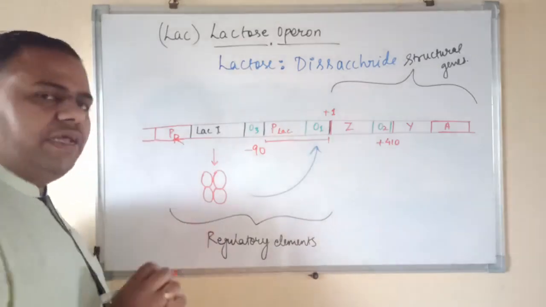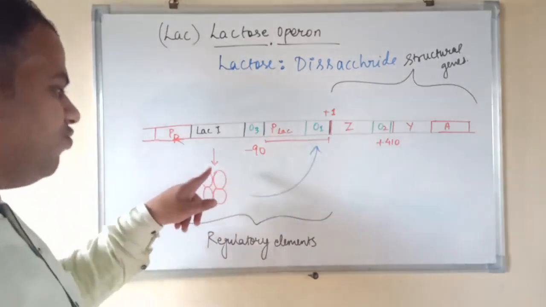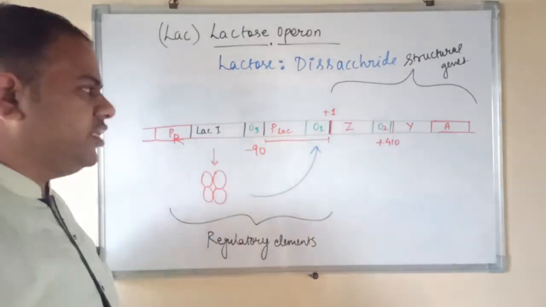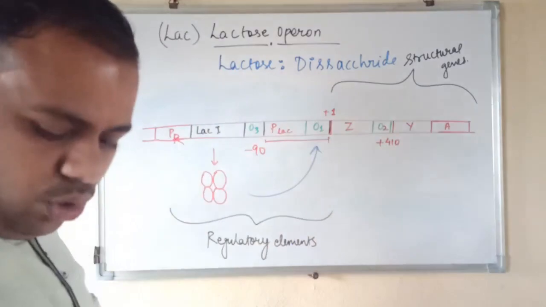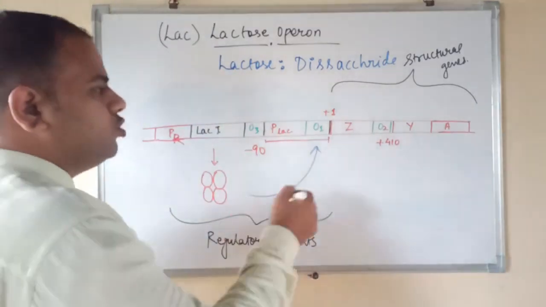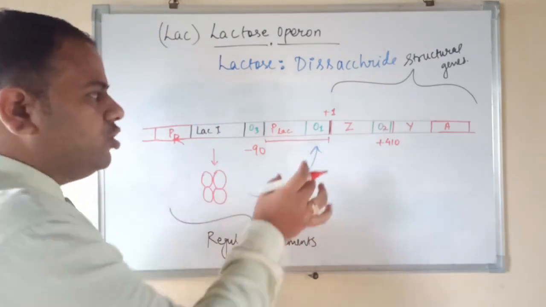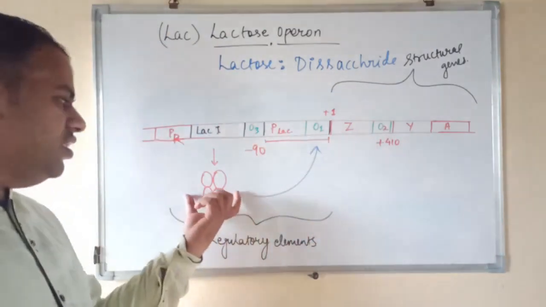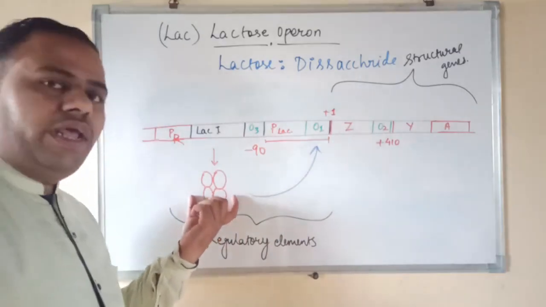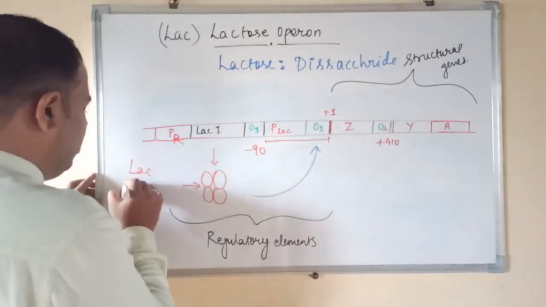You can see the repressor protein, it's a tetrameric protein. Remember, it has four identical units. It goes and binds at the operator 1 region. So what will happen when it binds to the operator 1 region? It will entangle the DNA. The operator 1 region has maximum affinity towards this protein, that is the Lac repressor. So this protein is called Lac repressor.